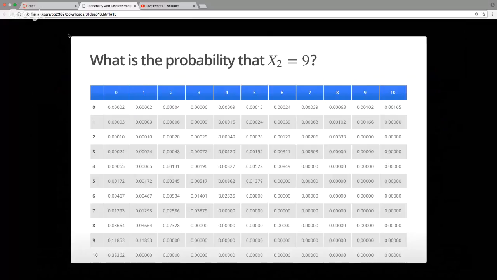So in general, what would be the process for coming up with the probability of knocking down X2 pins on the second roll, irrespective of what happens on the first roll? What's something that would work not just for 9, but for any integer between 0 and 10 for the number of pins knocked down on the second roll? Yes? You just sum the columns. Sum the columns to obtain the probability of knocking down X2 pins on the second roll.